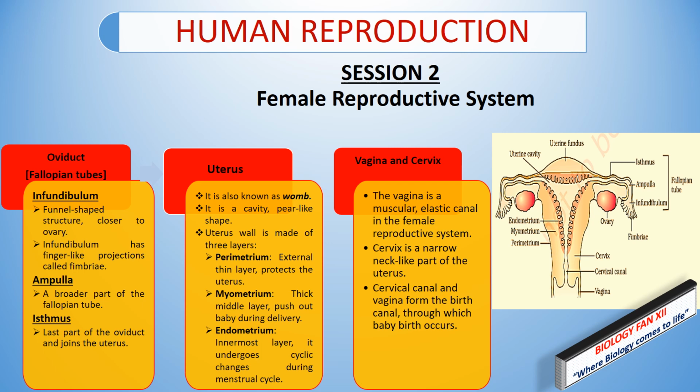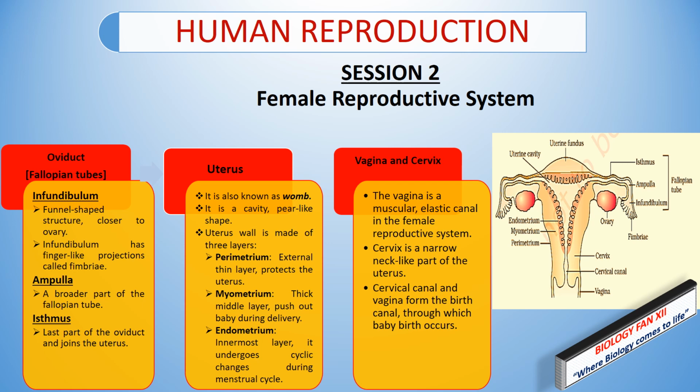Perimetrium is the external, thin membrane and protects the uterus. Myometrium is a thick, middle layer of smooth muscle. It functions during strong contractions to push out the baby during delivery. And the last layer is endometrium. It is the innermost epithelial layer and it undergoes cyclic changes during the menstrual cycle.